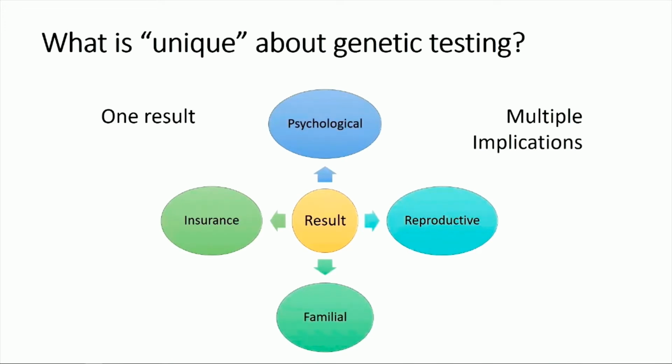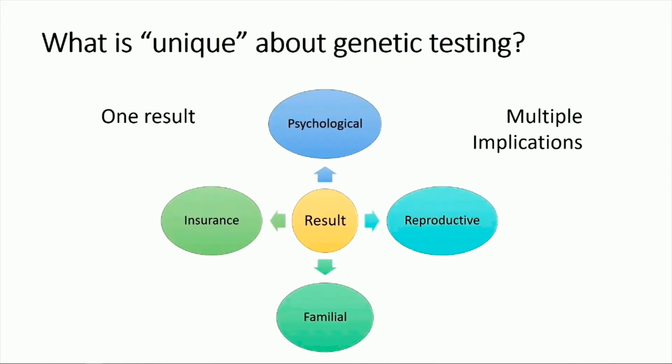There can be reproductive implications, thinking about would you want to have a child that has the same predisposition to aneurysm or dissection? And again, this result doesn't just impact your care, but it has familial implications. And finally, there can be insurance implications.